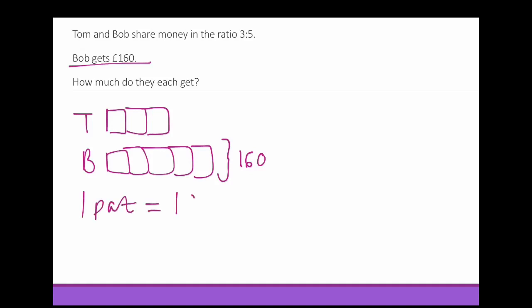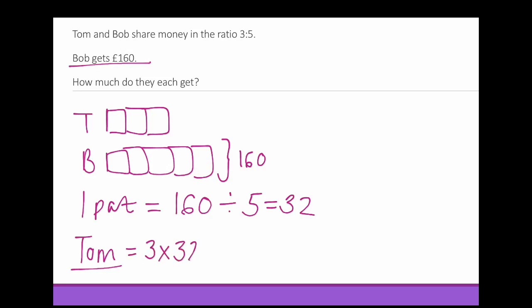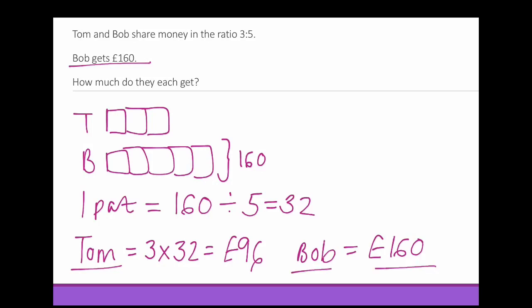Well, I do 1 part equals 160 divided by 5, and I get 32. So I now know that 1 part is equal to 32. So how much does Tom get? Well, Tom, he gets 3 times 32, so he gets £96. And Bob, well, I know how much Bob gets already because that was in the question, so I can just write 160. And there's my 2 answers for Bob and Tom this time.